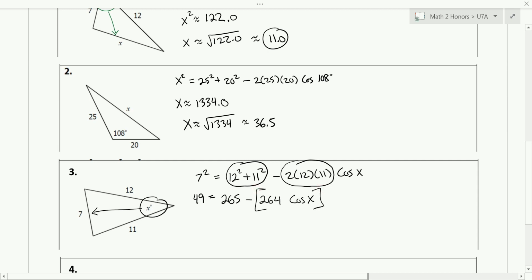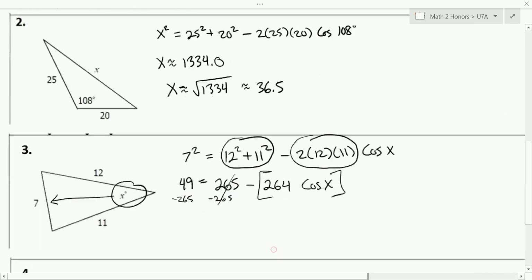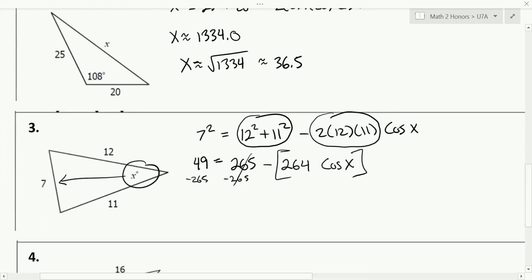Okay? And so our goal here is to get cosine of x by itself. So I need to get rid of the 265 somehow, and I need to get rid of the 264 somehow. Any ideas? Subtract what? From both sides of the equation. So you want to subtract 265 from both sides. So this is 0. And what's 49 minus 265? Negative what? 216.